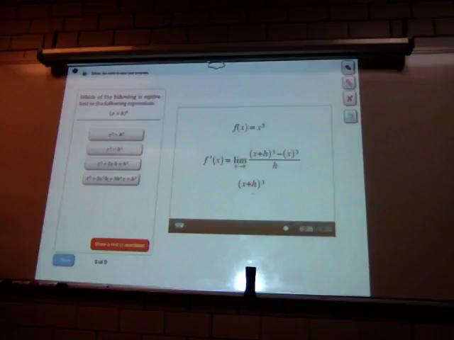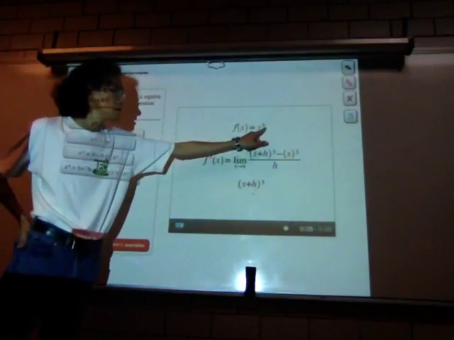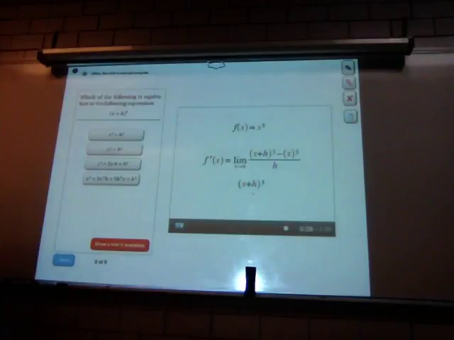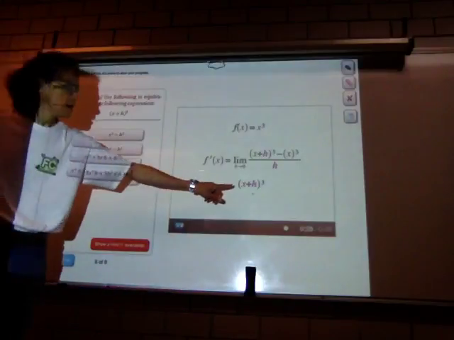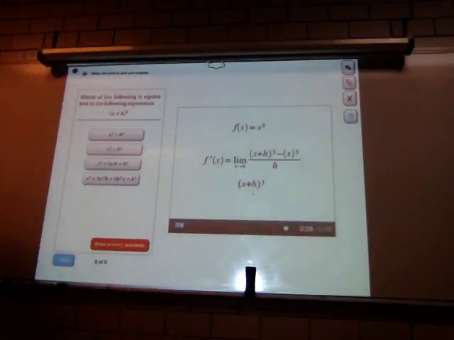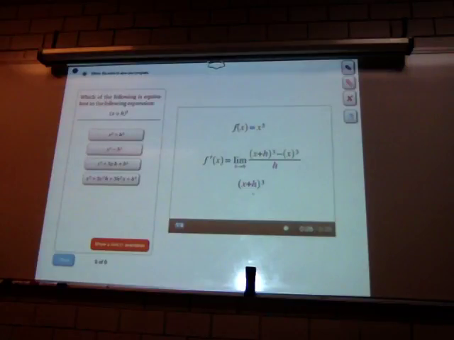¿Qué sucede si ahora la potencia es el cubo, x cúbica? Comencemos por encontrar cuál sería el cubo del binomio. ¿Cuál de estas cuatro es el cubo del binomio? La última. Dice la más larga, ¿no?